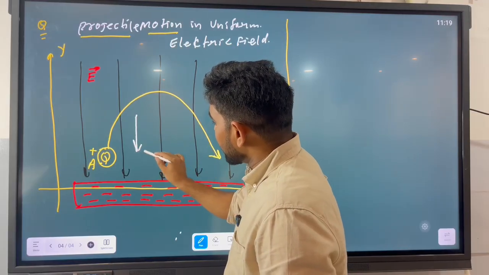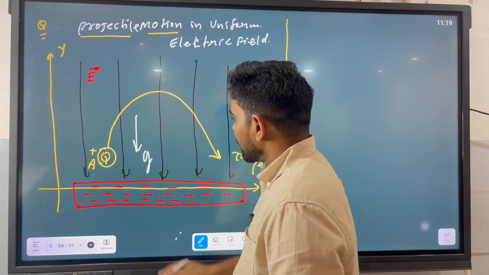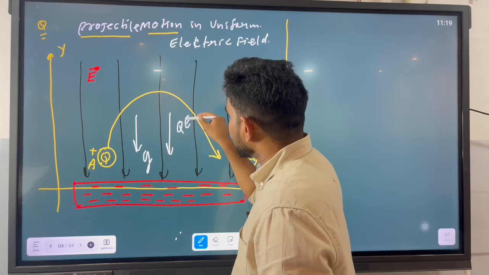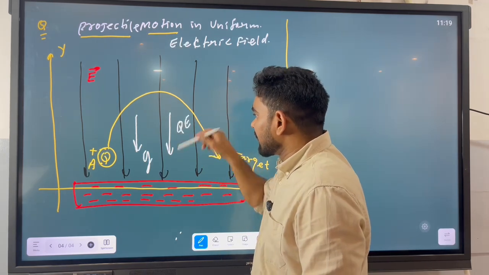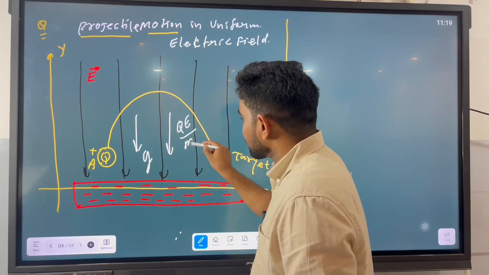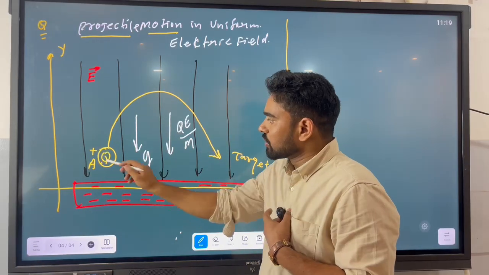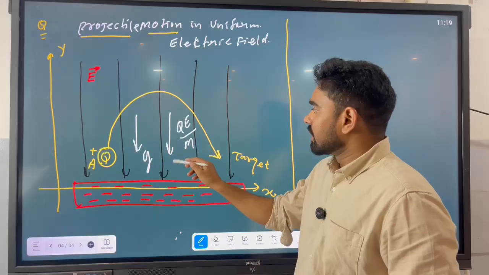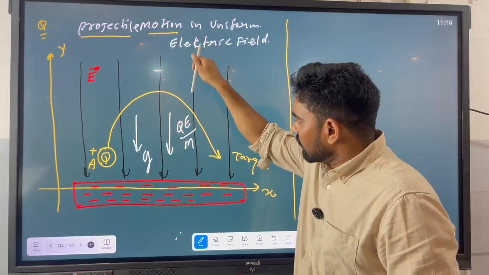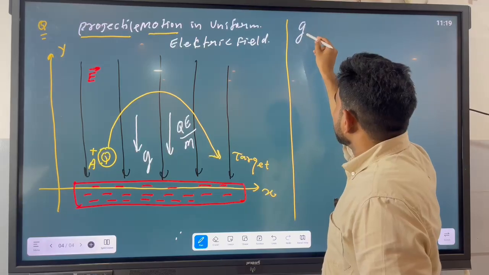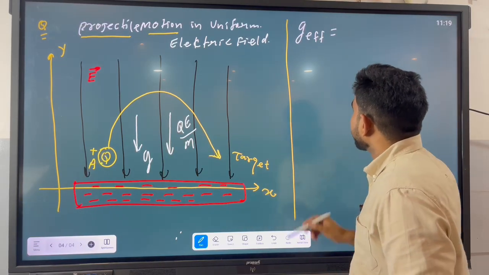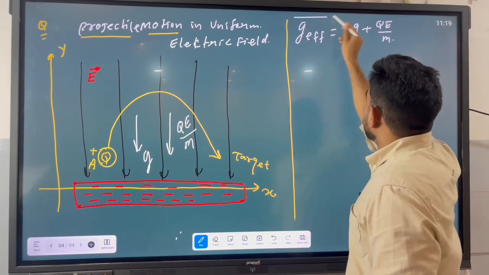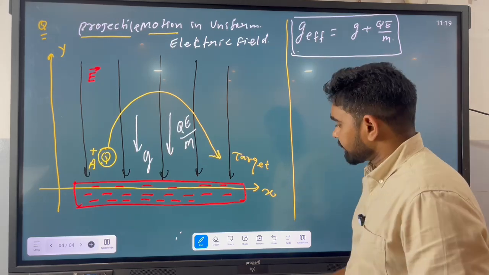Acceleration due to gravity always acts vertically downward, and acceleration due to the external field: the force is QE, the electric force, so the acceleration is QE divided by m. Because this is a positive charge and the electric field is vertically downward, the direction of this acceleration is also vertically downward. So g effective equals g plus QE divided by m.